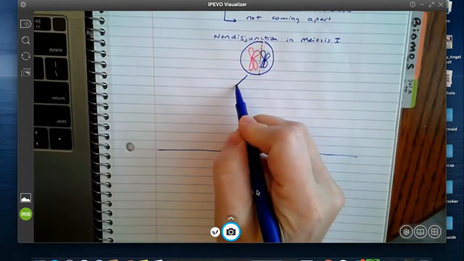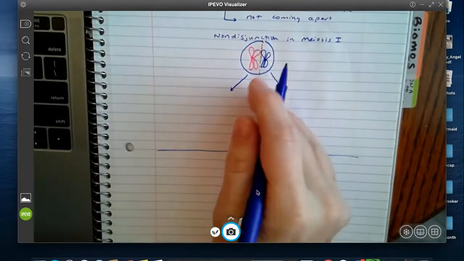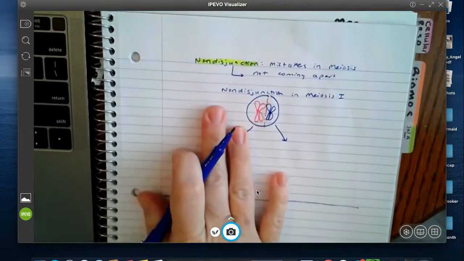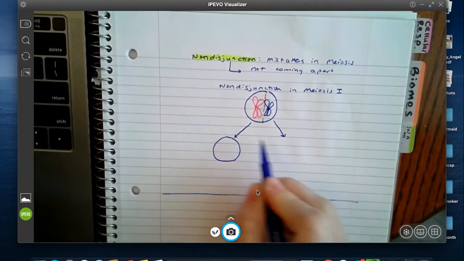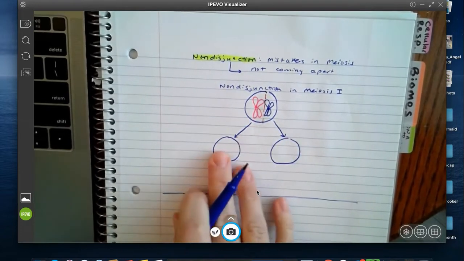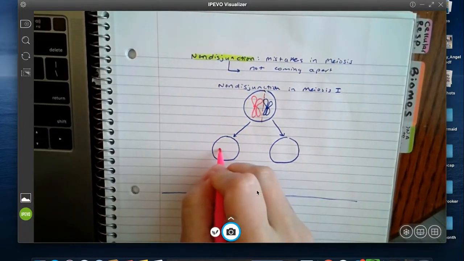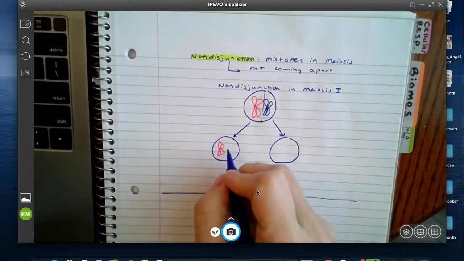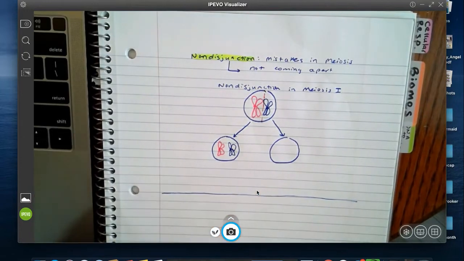And they're supposed to distribute into 2 cells. But something's going to cause them not to come apart. So instead of coming apart like they're supposed to, they do non-disjunction, which means they do not disjoin from each other. So let's see. These two are going to move over here together instead of the pink one going here and the blue one going here. So let's draw that over here. And then over here, there is nothing.